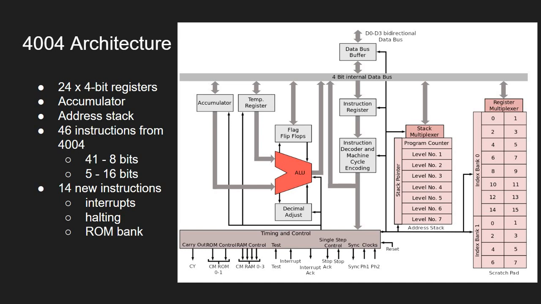So now it has 24 4-bit registers, which are separated in bank 0 and bank 1. One thing to notice is that bank 1 actually has fewer registers, and it uses 46 instructions from the 4004, so all the existing instructions. I remind you, if you haven't watched the 4004 video, that the 4004 actually had 41 single-word, or 8-bit, instructions, and 5 16-bit instructions, so 2 words.